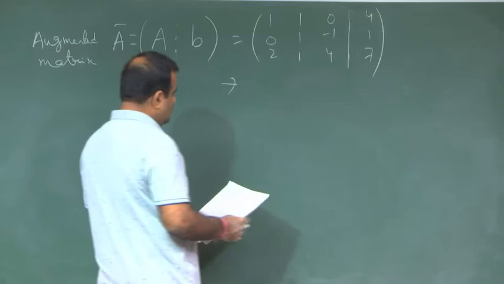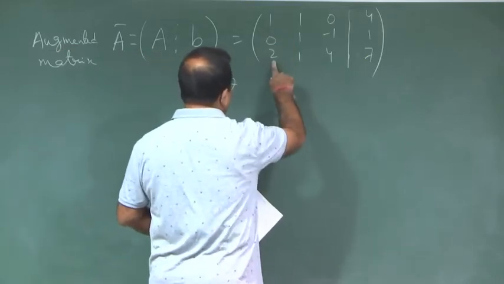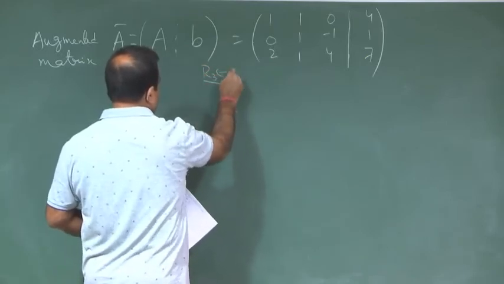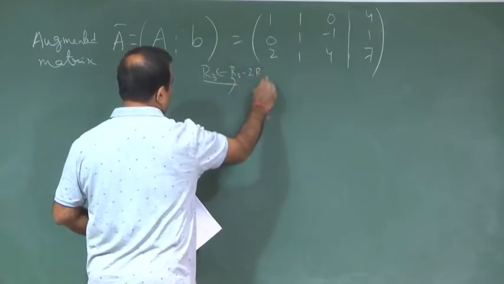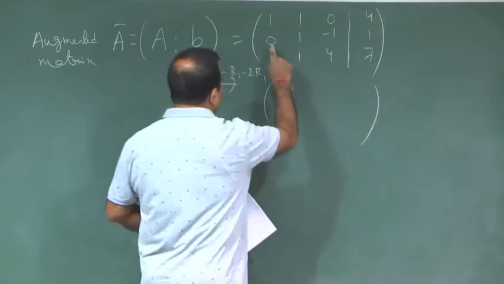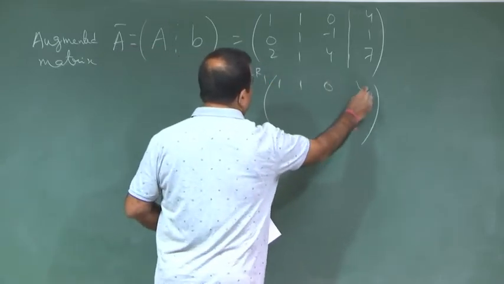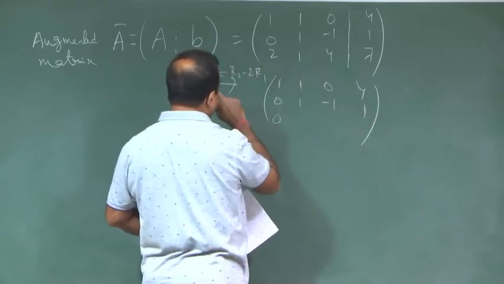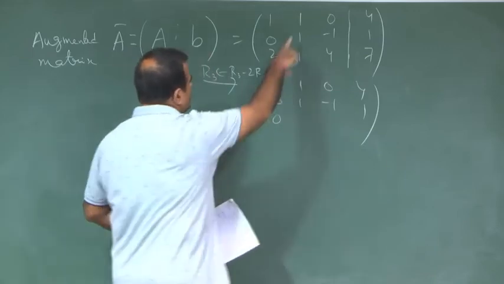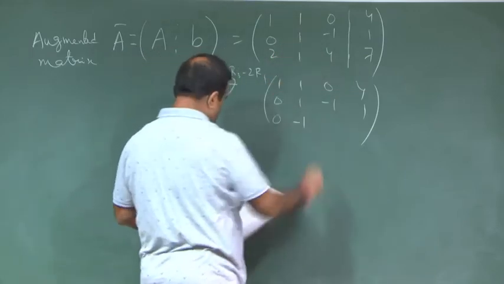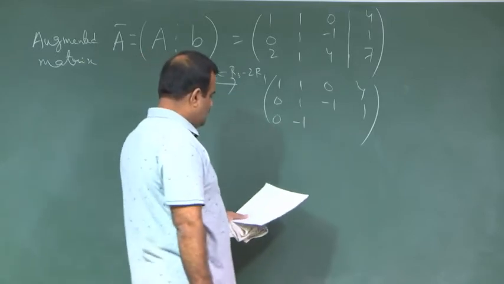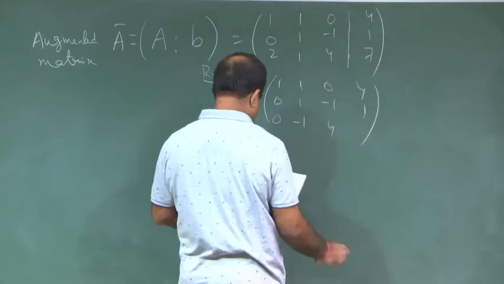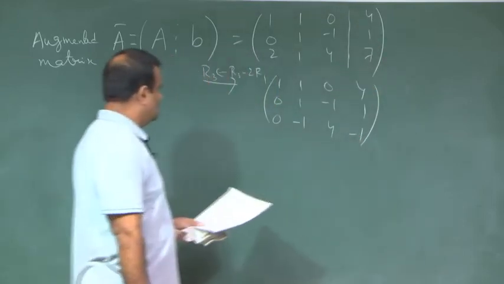So we just replace this R3. We want to make it 0. So R3 goes to R3 minus 2R1. If you do that, the first row will remain the same, the second row will remain the same, and in the third row this will become 0, this will become minus 1, and this will become 4 again, and this is 2. So 7 minus 2, this is minus 1 like this.